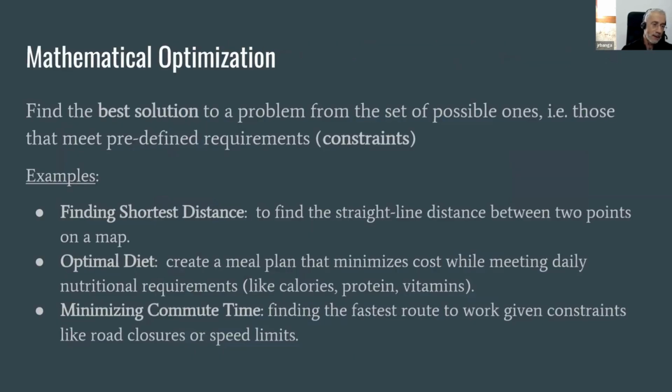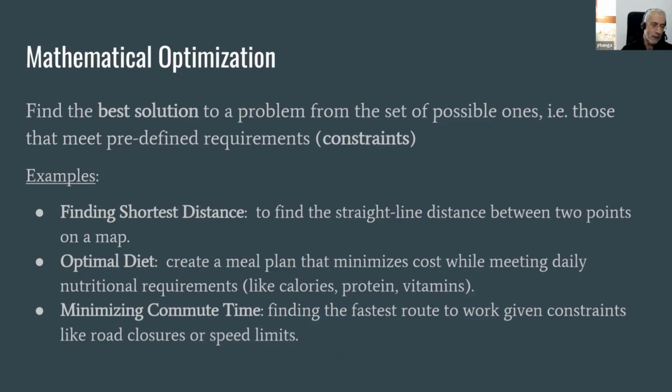So let's start by defining what mathematical optimization is. The very brief definition is just to find the best solution to a problem from the set of possible ones. And by possible ones, we mean those that meet some requirements that we have declared in advance. These requirements are usually expressed as what are called constraints, okay?